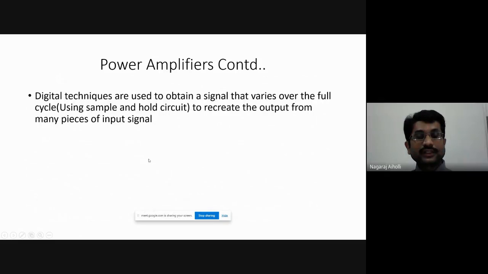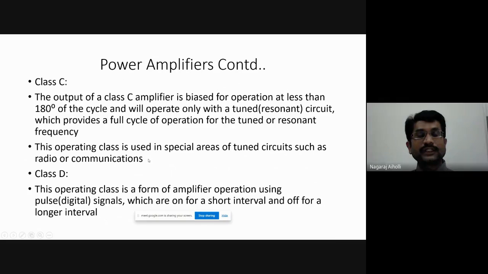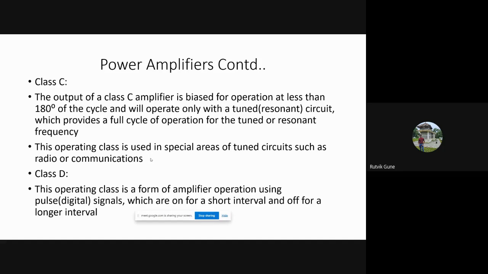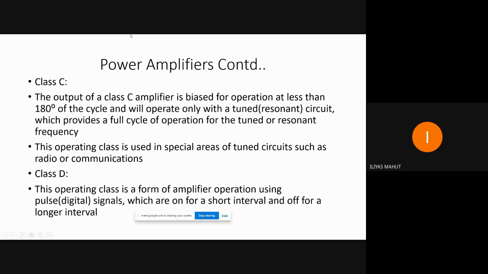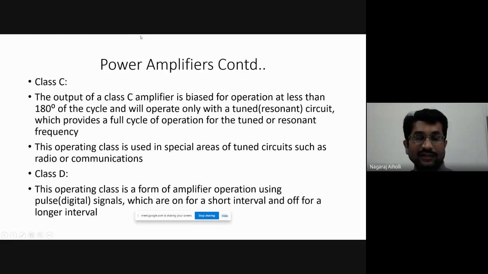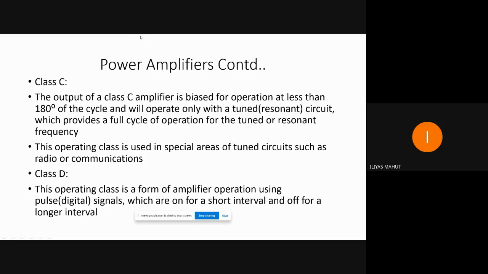Is it clear here, students? This classification of power amplifiers. Any doubts here? Classification of power amplifiers. Any doubts? Are you understanding the concepts here? Yes, sir. No doubts. Okay, fine. What about others? Yes, sir. Are you following? Fine.